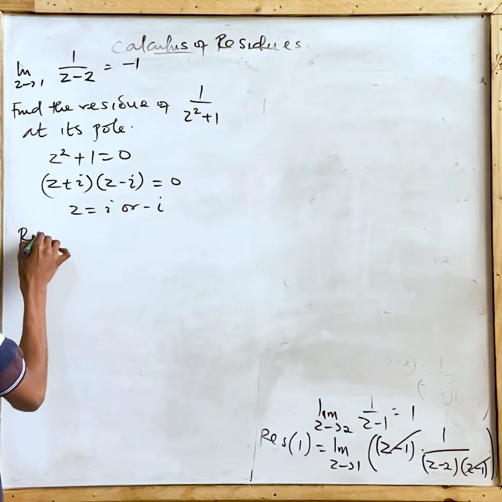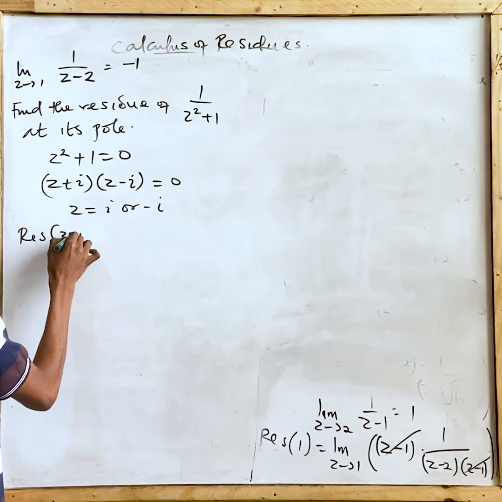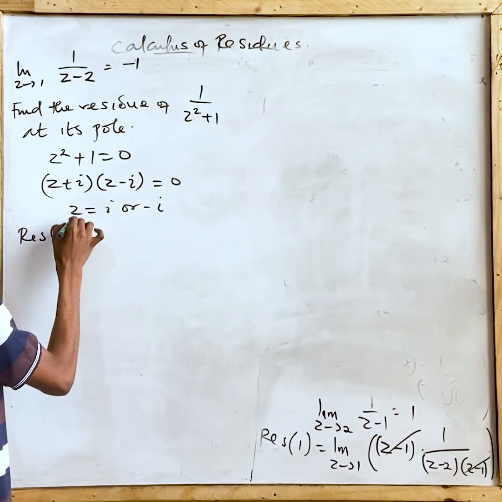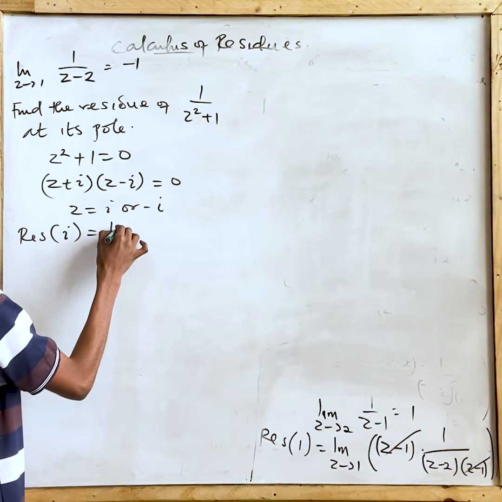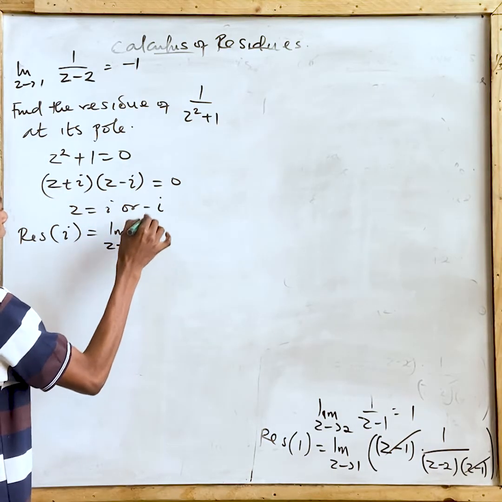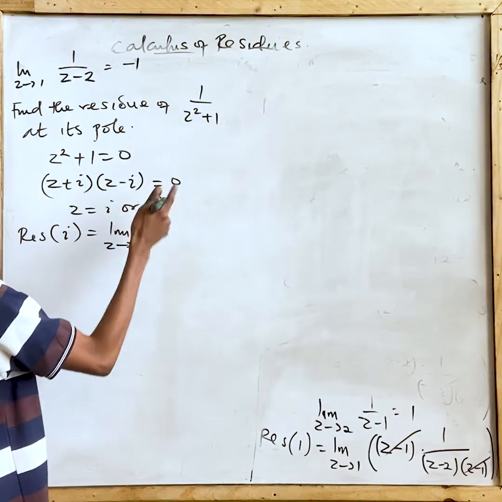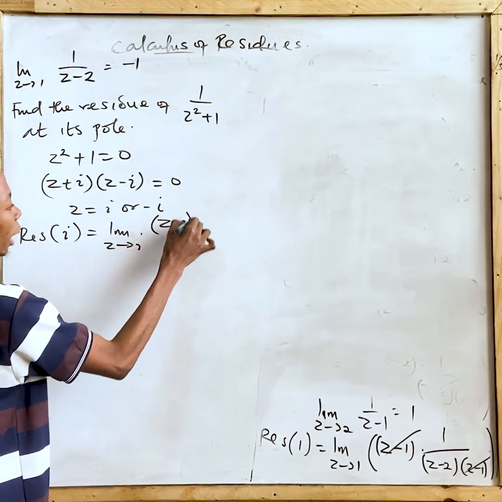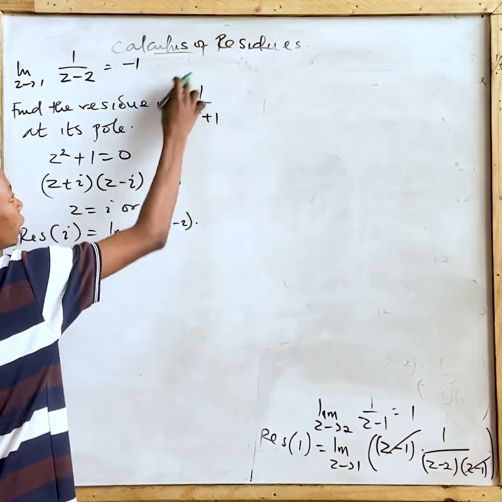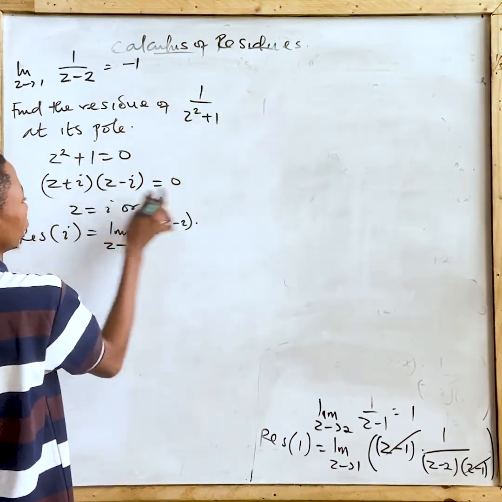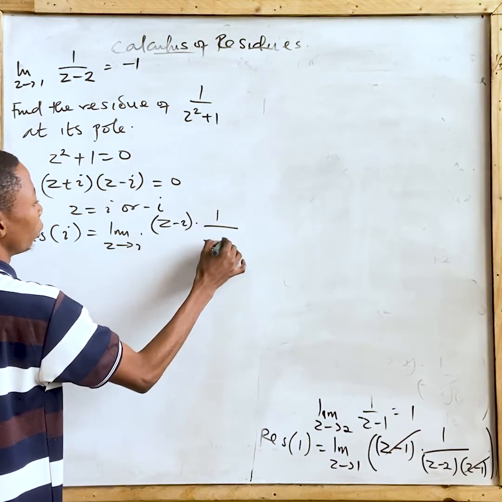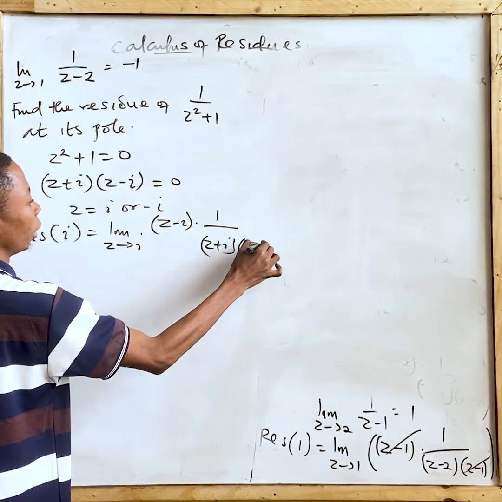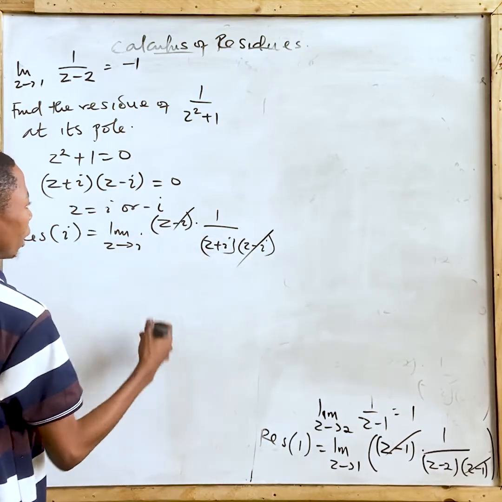So the residue at z equals i, res i, will be the limit as z approaches i of (z minus i) times f of z. Instead of putting f of z, I'll say 1 over (z plus i)(z minus i). So z minus i will cancel z minus i.